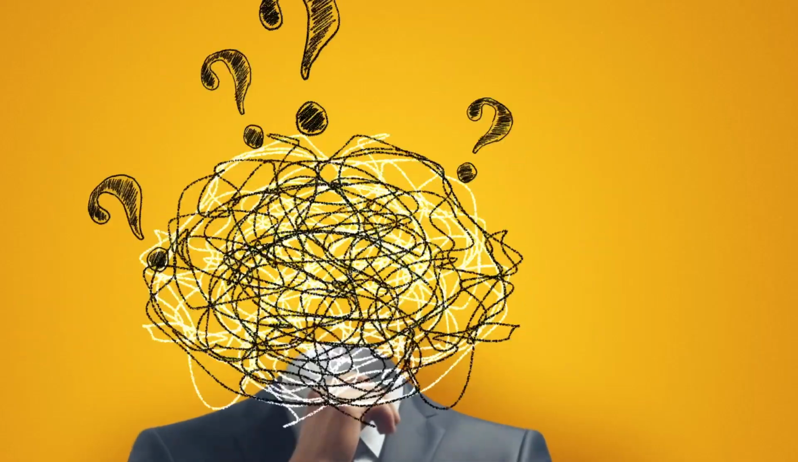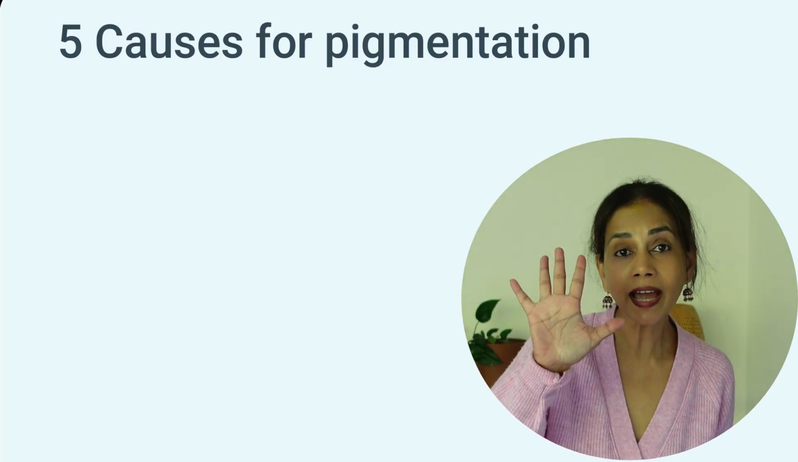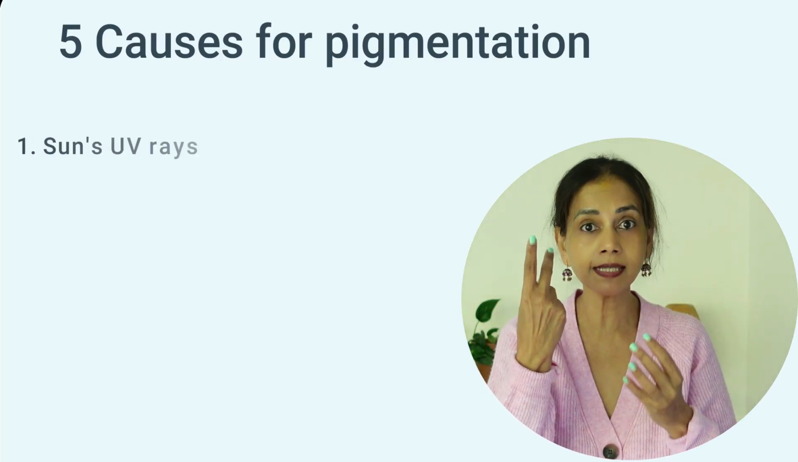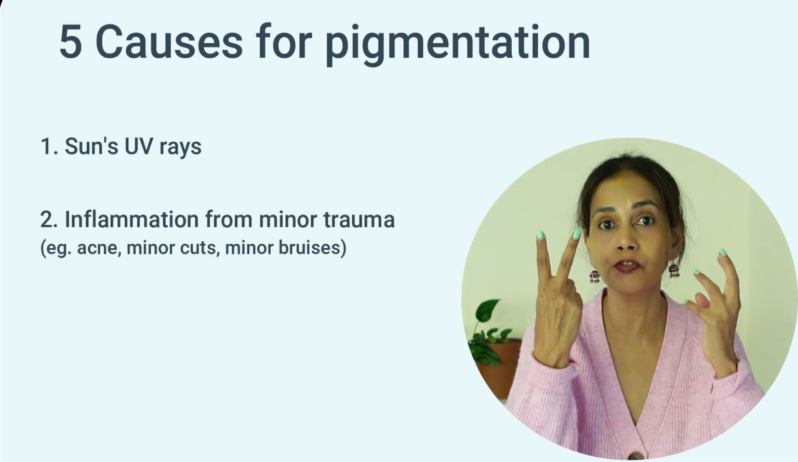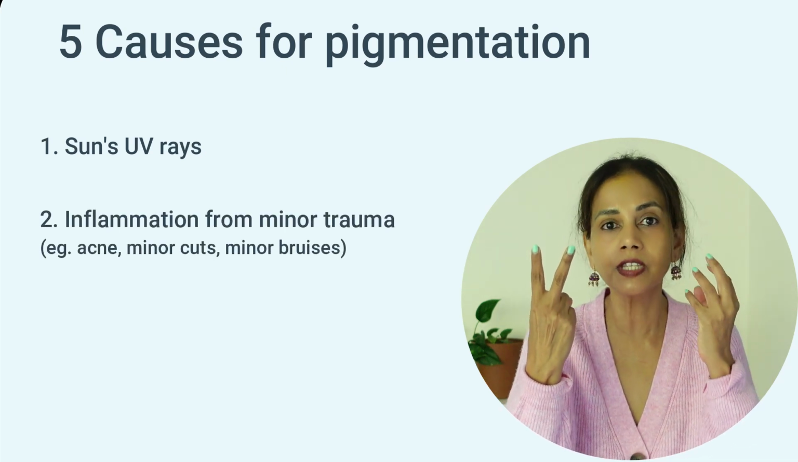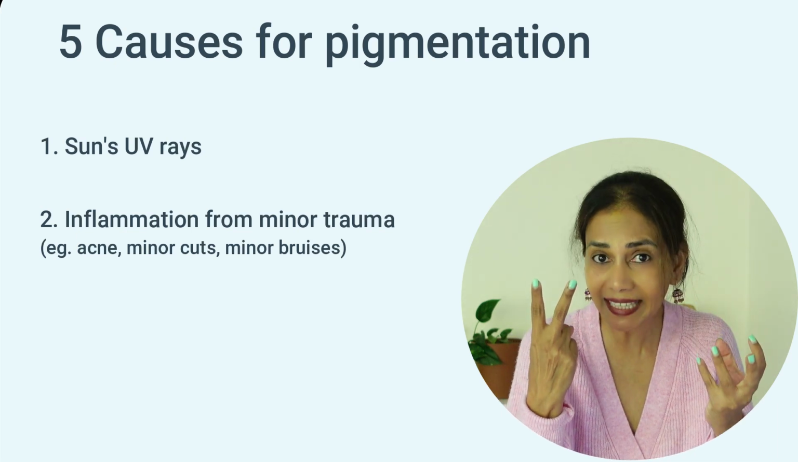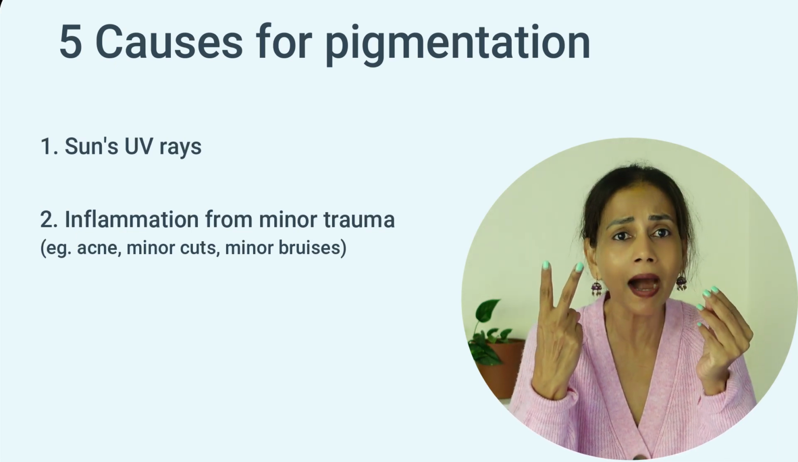I know it sounds all geeky, but trust me when I say you really need to understand these steps to be able to tackle the pigmentation with the right skincare ingredients, and I'm going to be touching on that further down the video. There are 5 causes for pigmentation. Number 1 is the sun's UV rays. Number 2 is inflammation from minor trauma. Now this could be because of breakouts, allergens, or it could be because of acne, minor cuts, or minor burns.